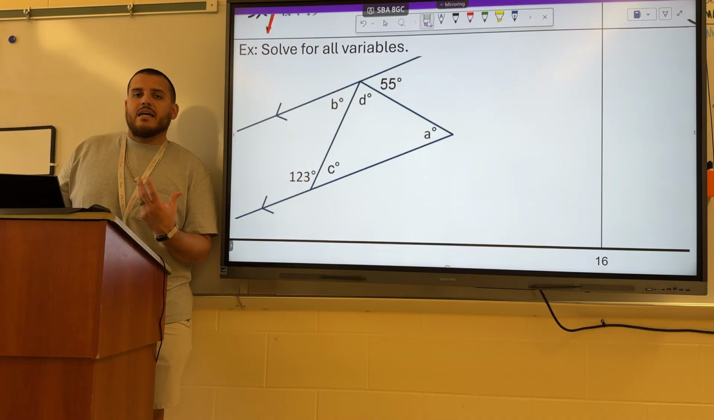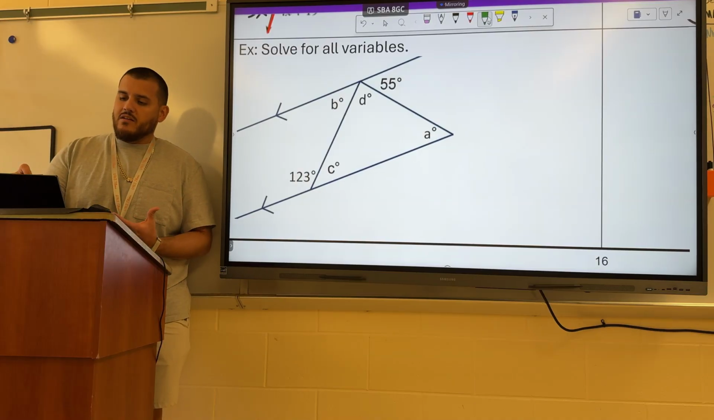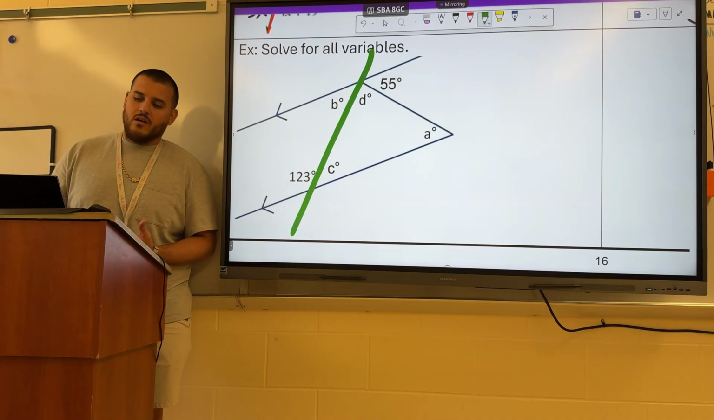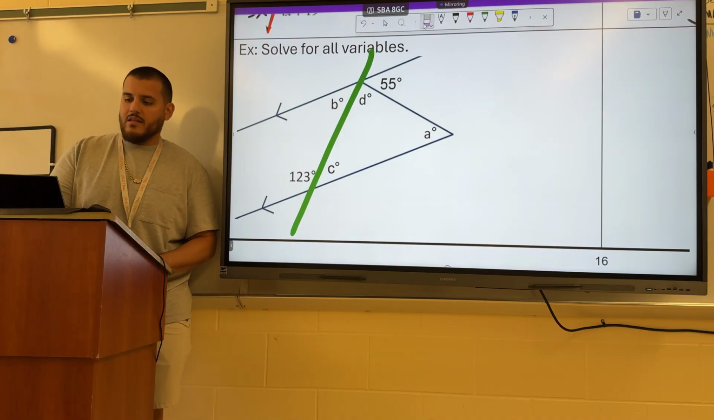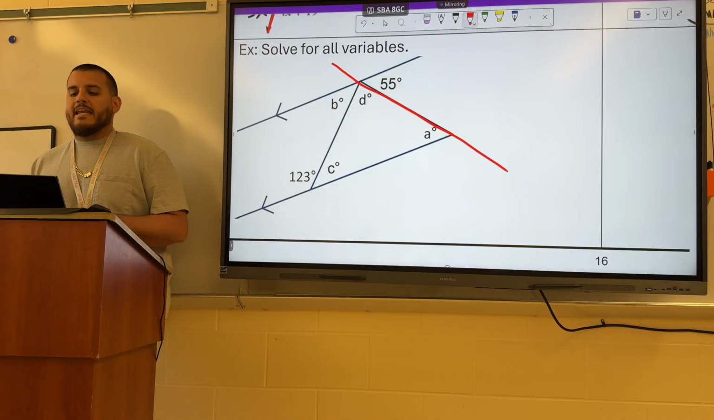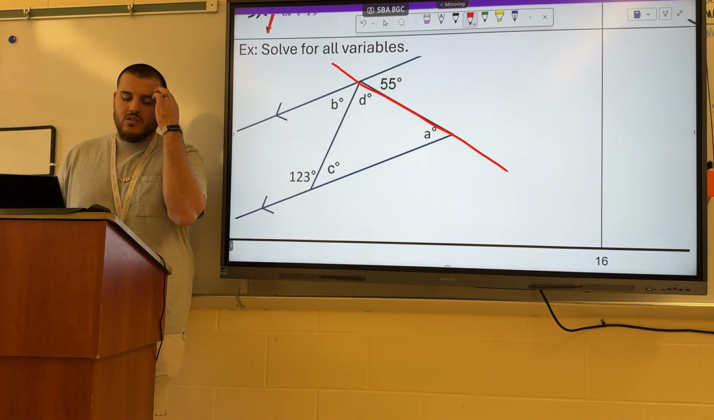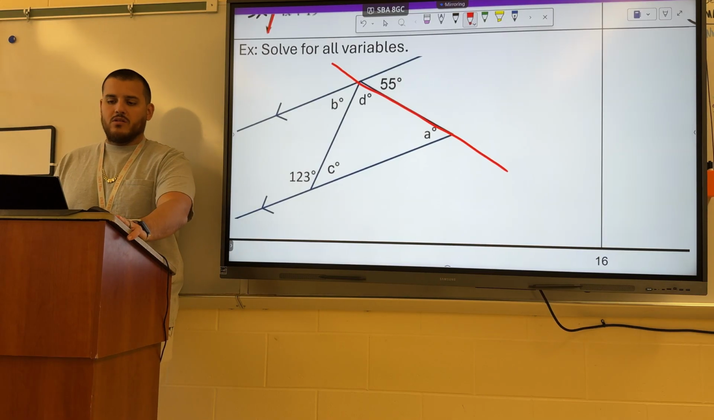Instead of thinking of this as a triangle, we're thinking that there are 2 transversals coming through our parallel lines here. There's one that I highlighted in green, and this other one that I highlighted in red. And individually with these transversals, we have angle pairs where we can find the measures of some angles.